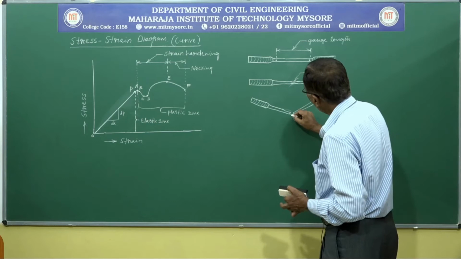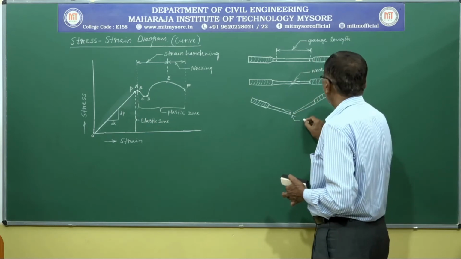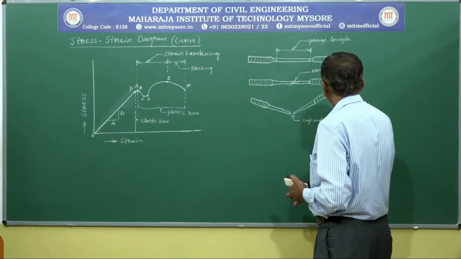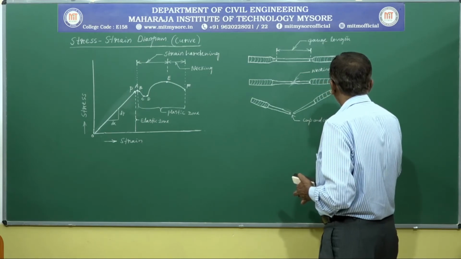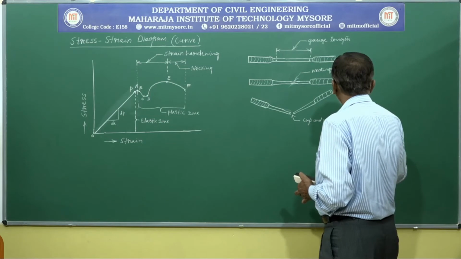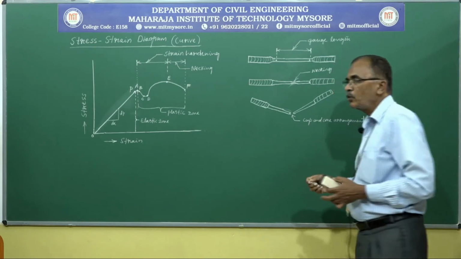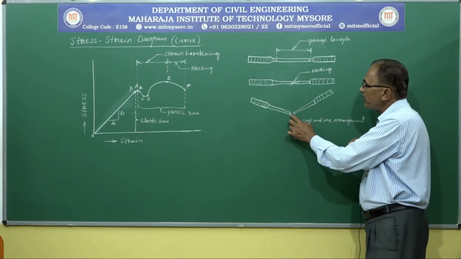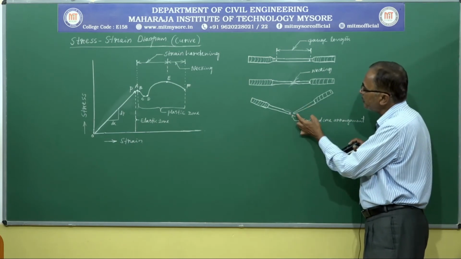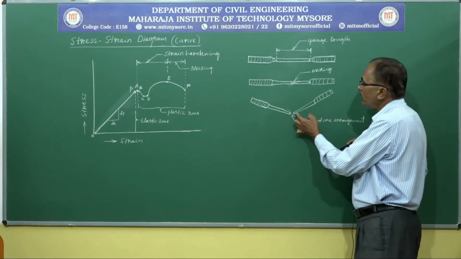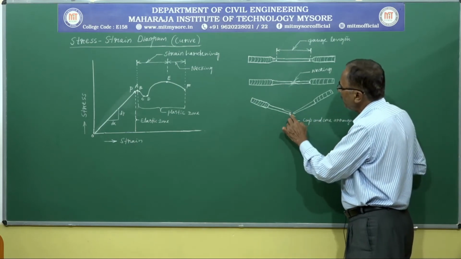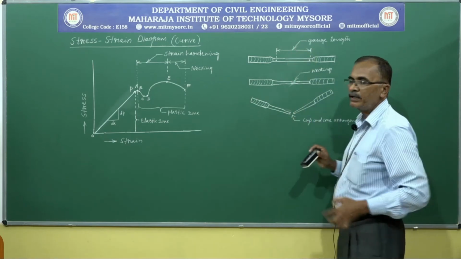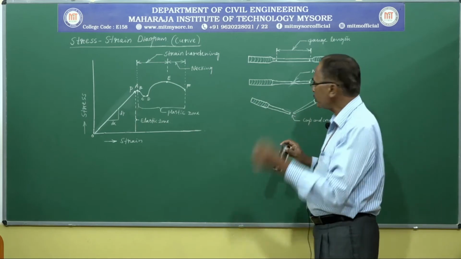So, at the time of failure, one can easily observe the cup and cone arrangement. After failure, if you carefully observe the specimen, one side of the failed specimen resembles the cup, and the other side resembles the cone, at the neck portion. So this process we can identify during the conduct of the test.